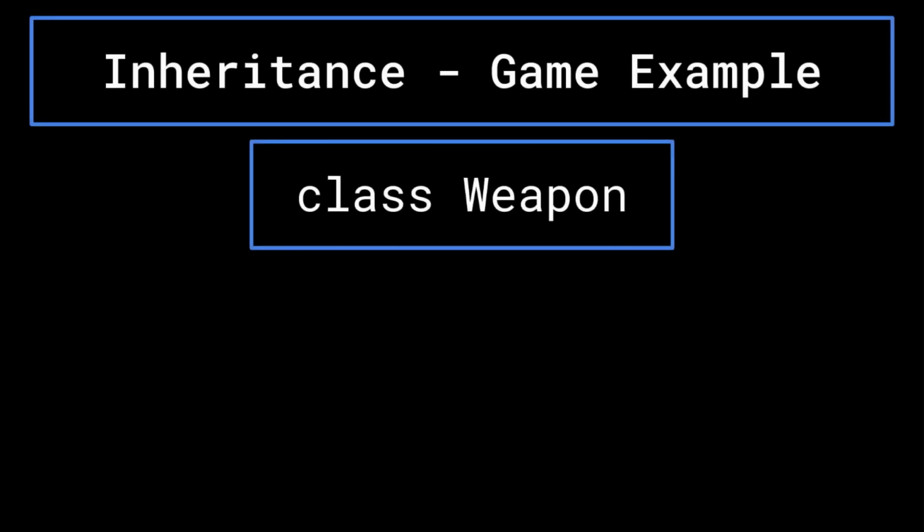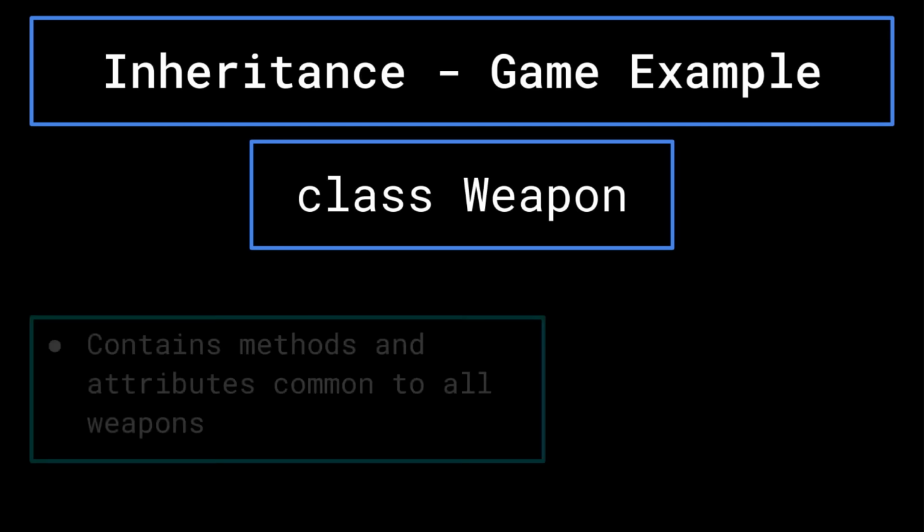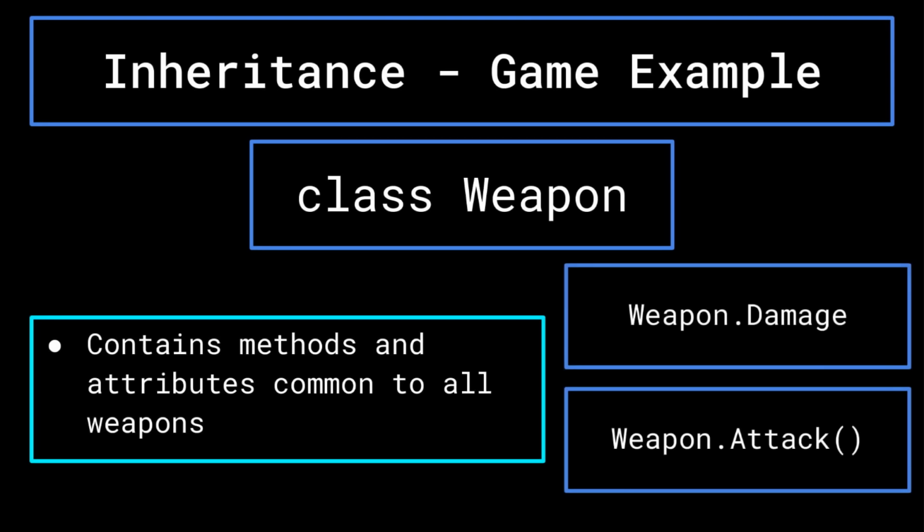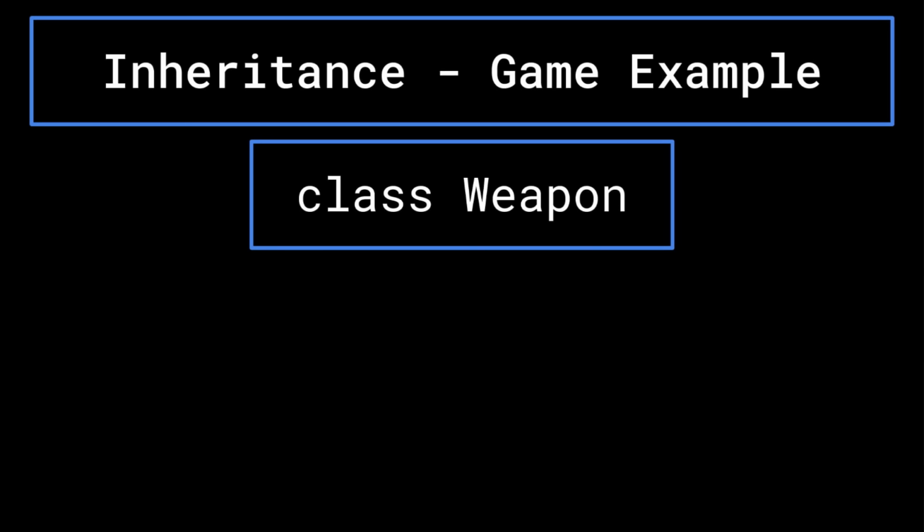Let's say you are programming a game. In this game, the player has access to weapons to fight their enemies. To begin, you may establish a weapons class. This class would contain many of the pertinent attributes and methods common to weapons. For instance, an attribute that represents the damage that the weapon deals, and a method that deals damage to an opponent when called.